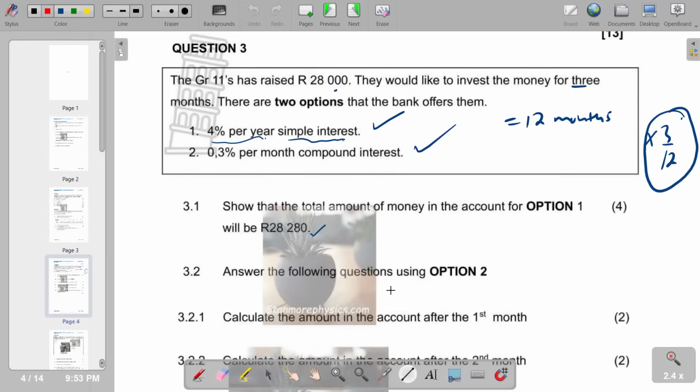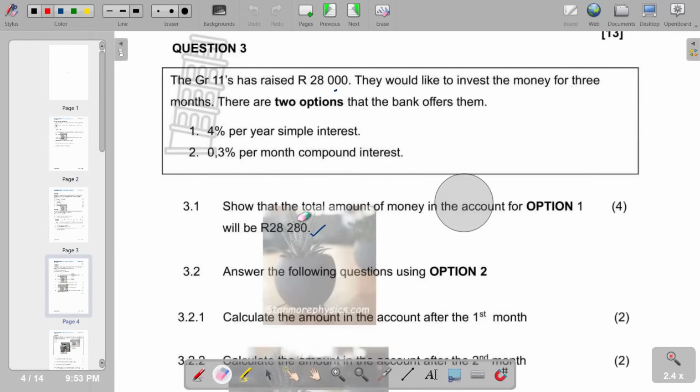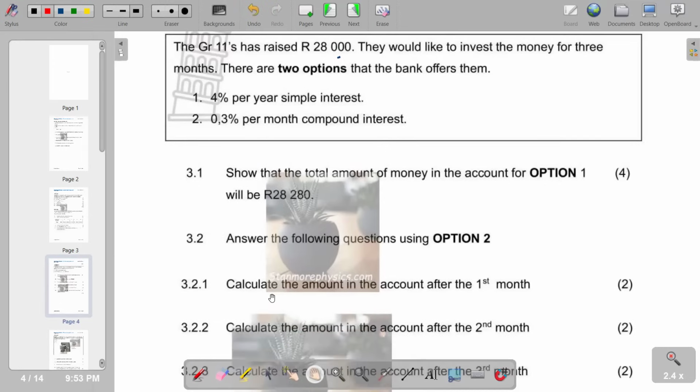Answer the following questions using option 2. So option 2 is applying the compound interest. On the compound interest now, the first question is saying calculate the amount in the account after the first month. And then we are given 0.3% per month. So this one is per month, so we're just going to straight away use the 0.3%. No proportionate reduction in terms of 0.3%.